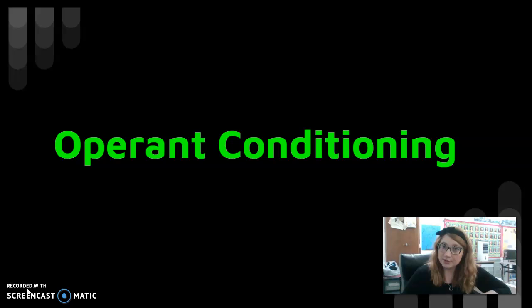So let's get started. We have talked about classical conditioning thus far, and classical conditioning is the process in which you are pairing an unconditioned stimulus with a neutral stimulus. And through training, that once neutral stimulus will become your conditioned stimulus, and it will produce a predictable response, which is your conditioned response. Operant conditioning is a little bit different, and that is our topic for today.